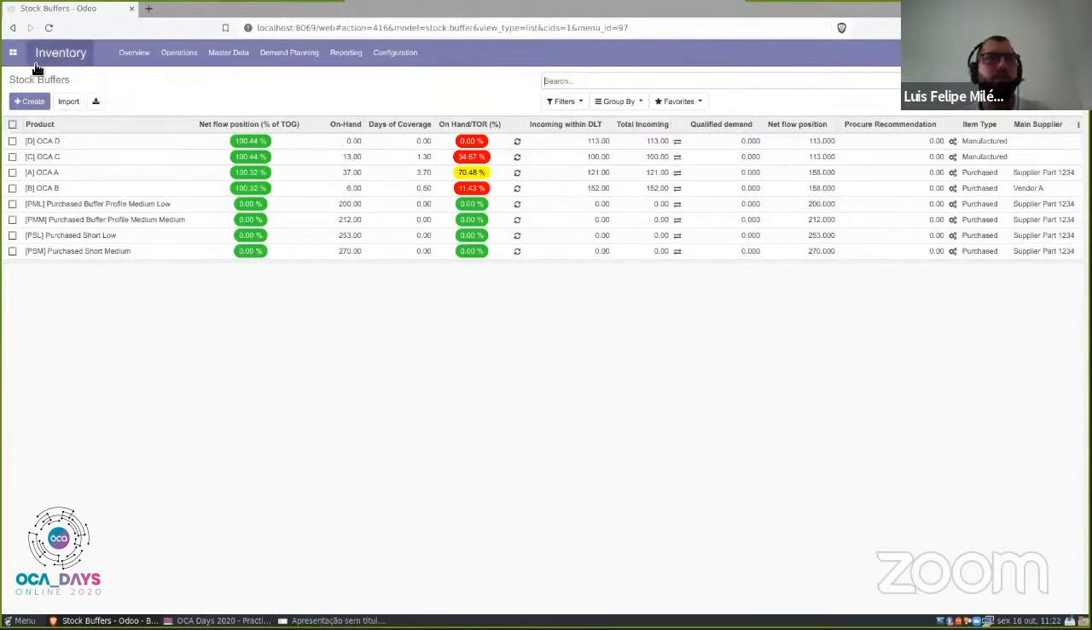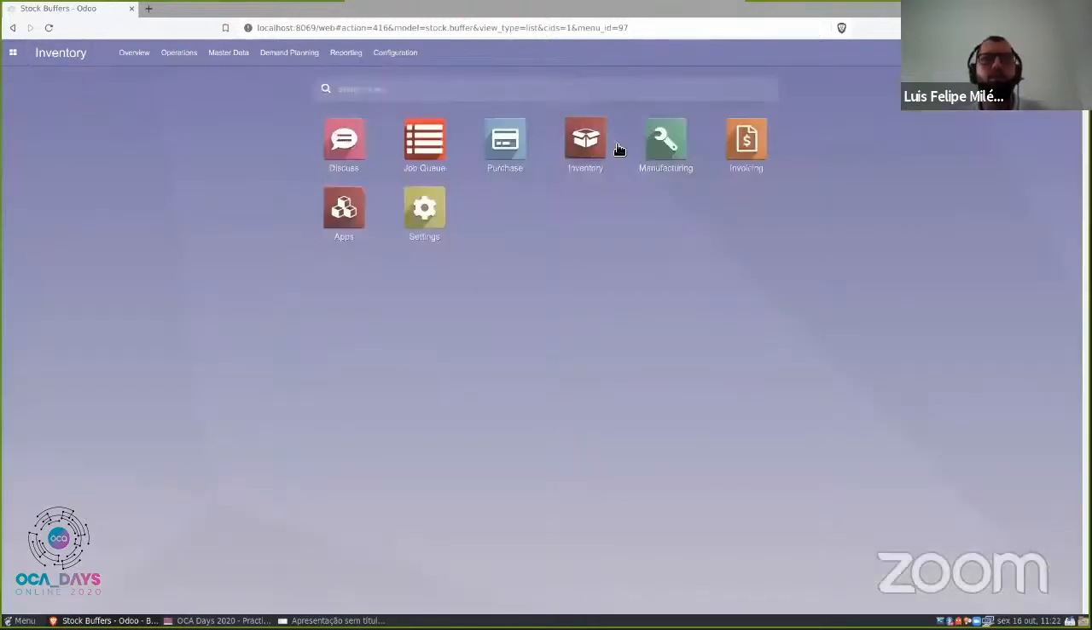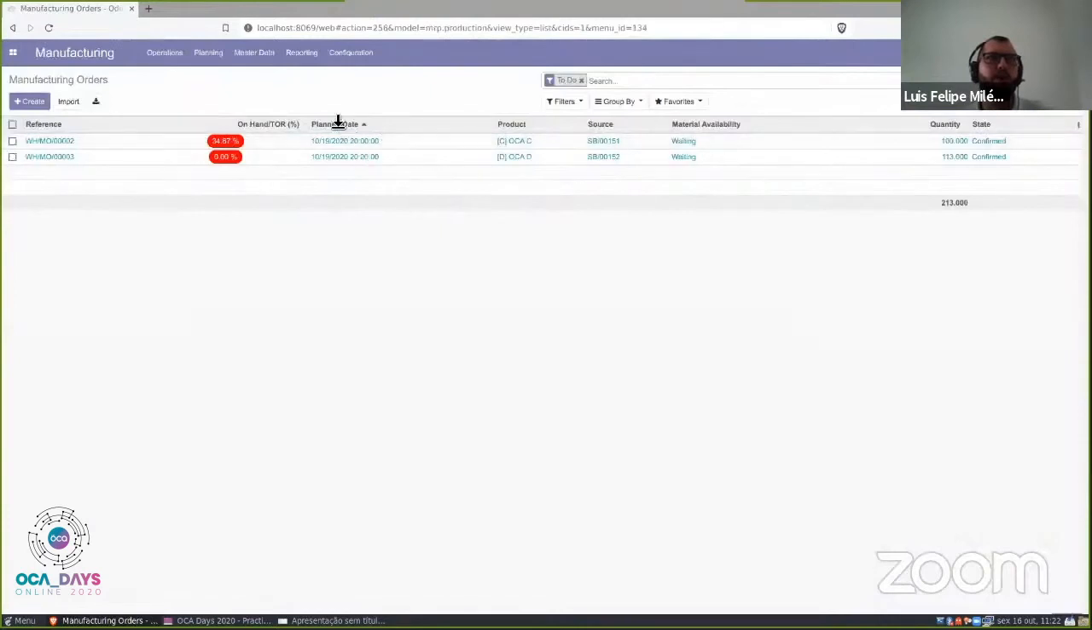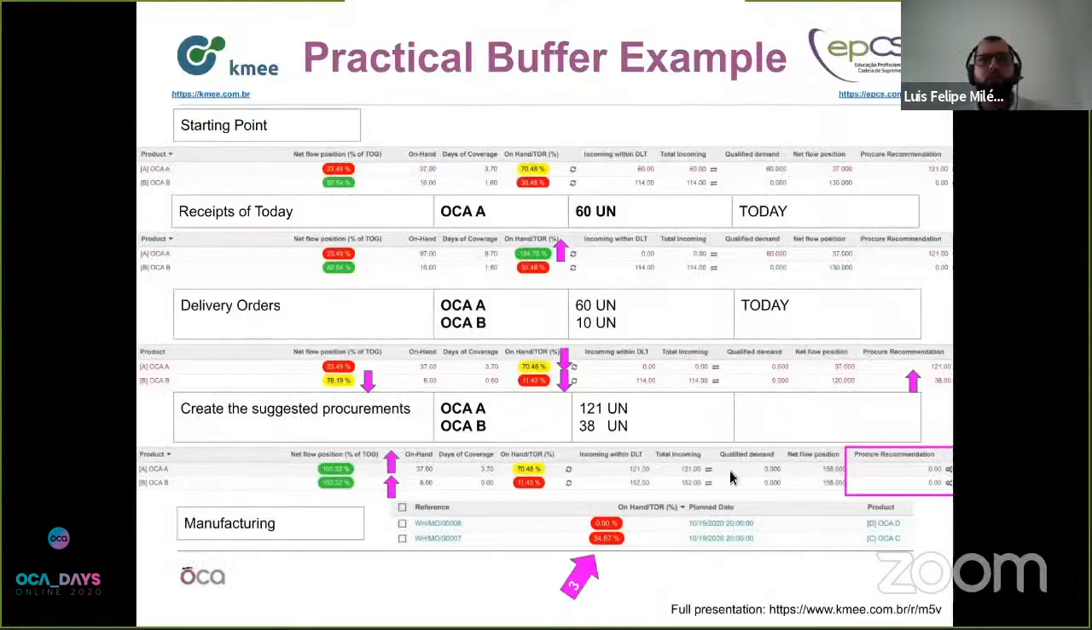The same is applied to the manufacturer. In this example, we have two manufacturing orders with the same planning date, but we know that the first one that we need to produce is this one that has the lowest on hand. Here are the moves that I made.